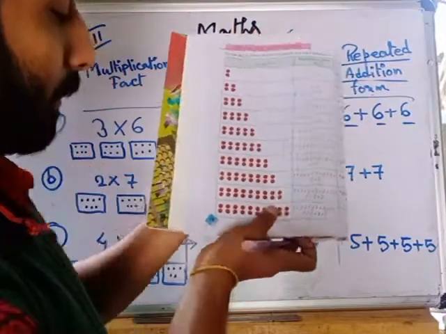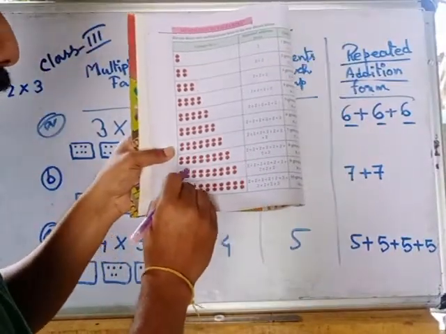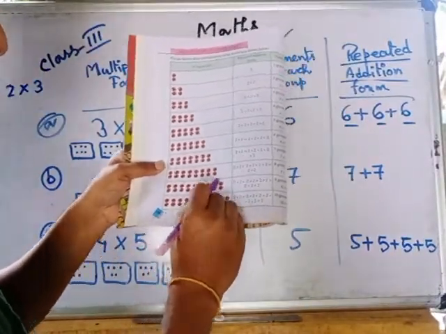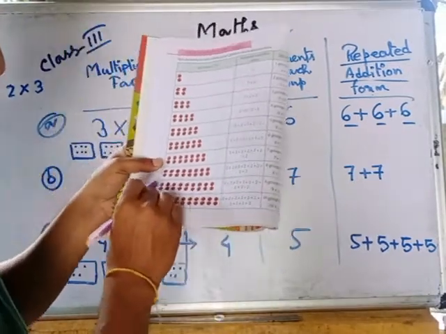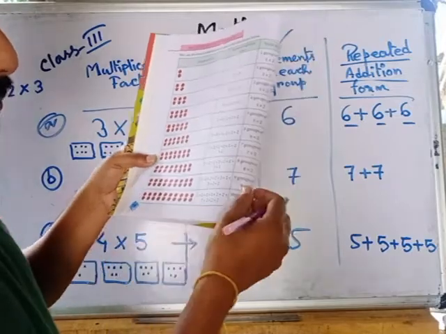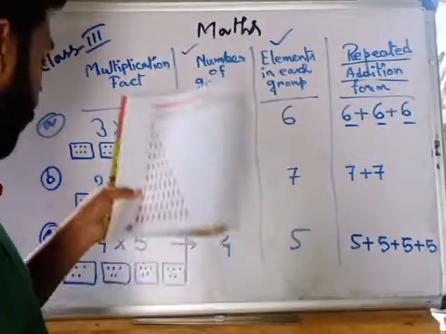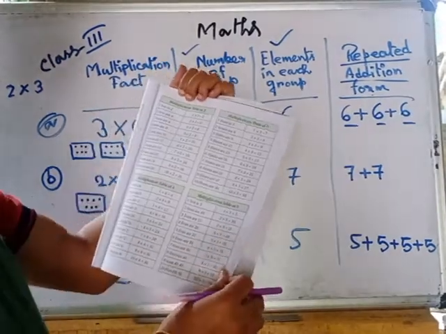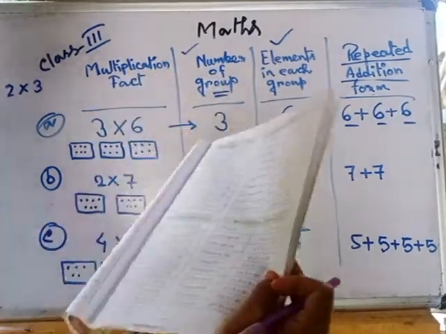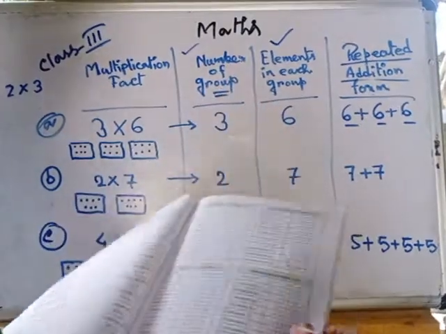Suppose it is 1, 2, 3, 4, 5, 6, 7, 8, 9 groups. That means we should write here 9. Each and every group has its own 2 elements, so multiply with 2. That is the same. In this way we should know the table or multiplication table.